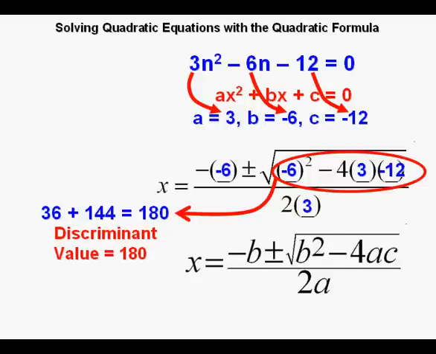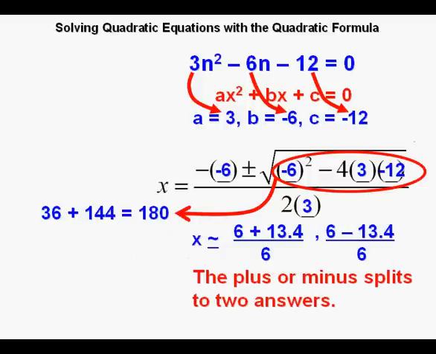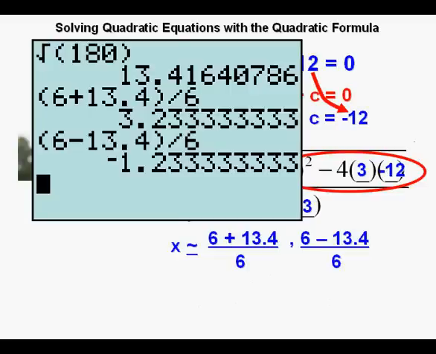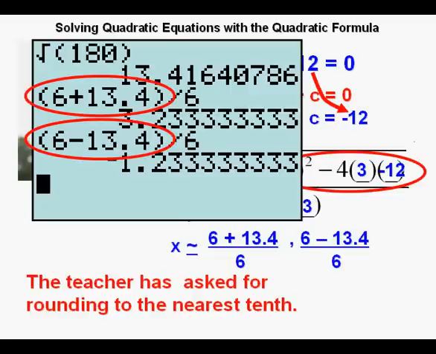The formula simplifies to approximately 6 plus or minus the square root of 180, which is about 13.4. So the formula splits into 6 plus 13.4 over 6 and 6 minus 13.4 over 6. And here are the calculations in our view screen. We make certain to get the numbers right by putting the numerators in parentheses when entering them in the calculator.